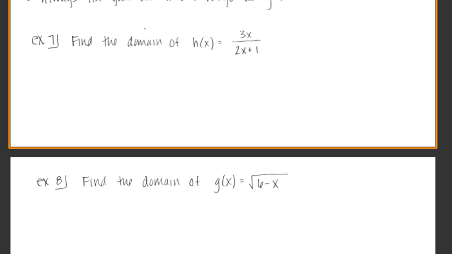Here in example 7, we want to find the domain of this function h of x. First thing I notice is it's a rational function. So right away, with rational, I think that this denominator cannot equal 0, because as soon as I start dividing by 0, you get undefined, or your calculator says error.